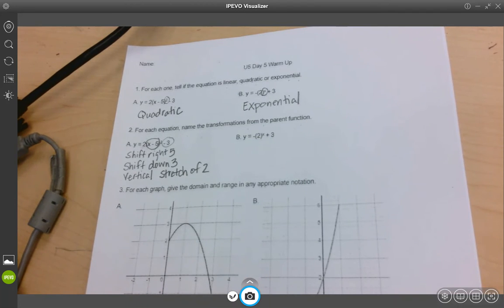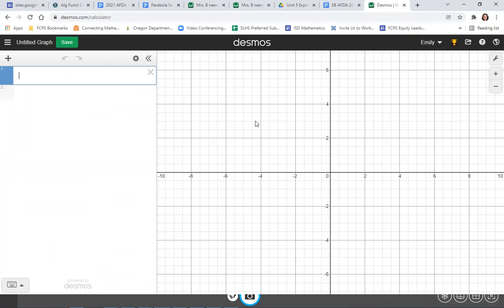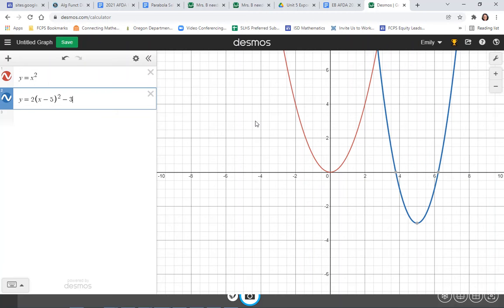All right, I want to look at that in Desmos as well. So let me pull that up for you. Okay, so the parent was y equals x squared. And then the transformation was y equals 2 times (x minus 5) squared, minus 3. All right, so you could look at the vertex to see that it moved right 5 and down 3.